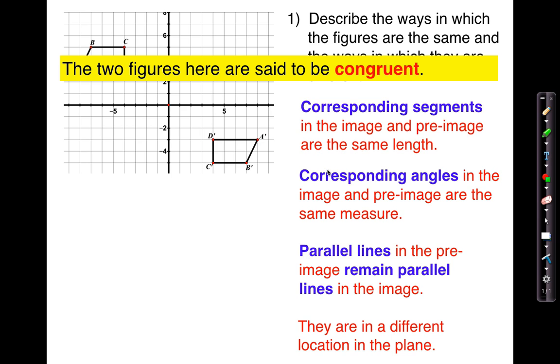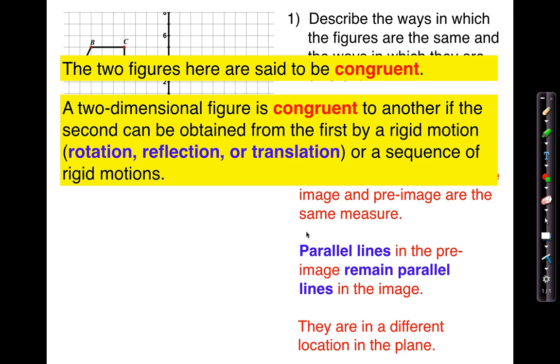So in other words, the two figures are said to be congruent because they have the same size and the same shape. Okay, a two-dimensional figure is congruent to another if the second can be obtained from the first by a rigid motion. So again, rigid motions include rotations, reflections, and translations. Or if you can use a sequence of these rigid motions. So maybe you had to use 1, 2, or maybe more different types of these transformations to get to the pre-image to the real image.